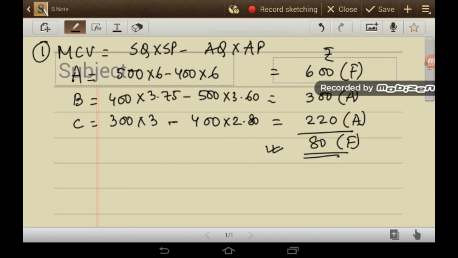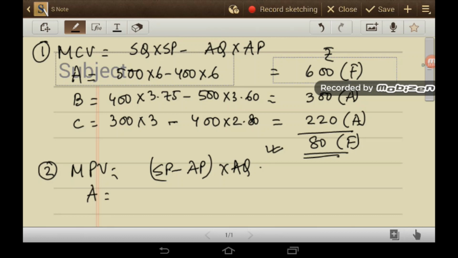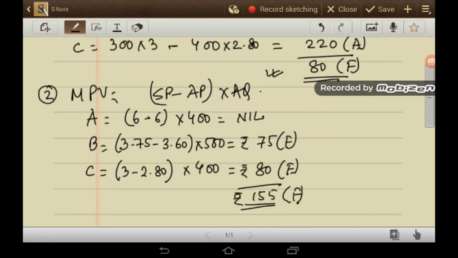Next is material price variance. Material price variance is given by the formula standard price minus actual price into actual quantity. Material price variance for A is nil, for B 75 favorable. Why favorable? Because the standard cost is more than actual cost. So we are calculating here the cost variance. When the standard cost is more than actual cost, we have a favorable variance, and if the standard cost is less than the actual cost, we have an adverse variance.